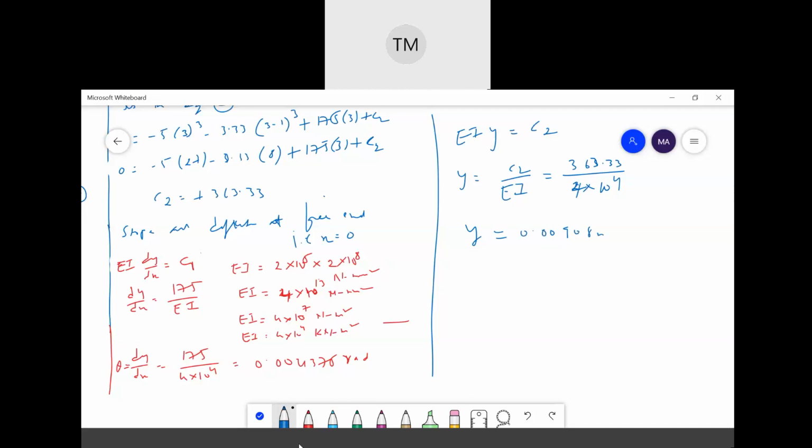0.00908 meters. When you convert it into mm, that is 9.08 mm. Understand? We're converting into mm, 9.08 mm. Is it clear? In this way you have to calculate the slope and deflection of a beam.